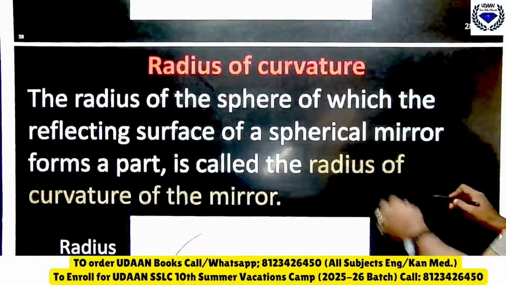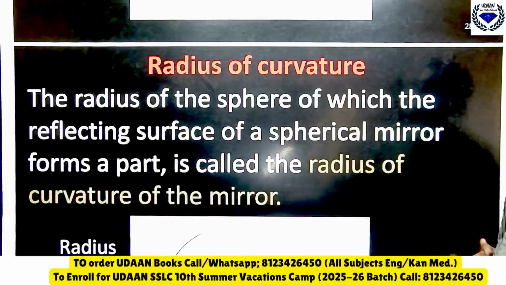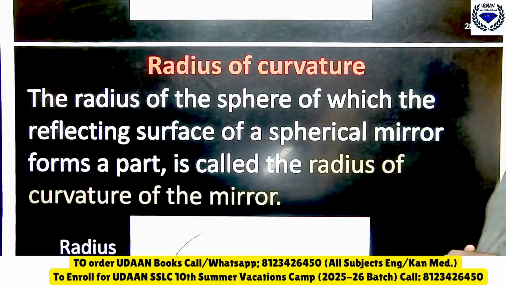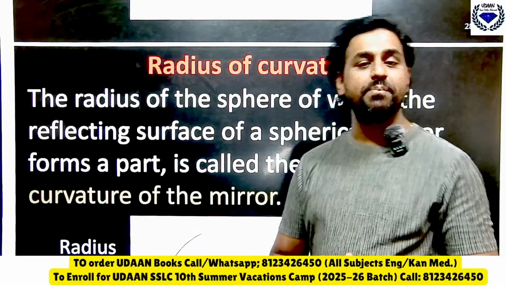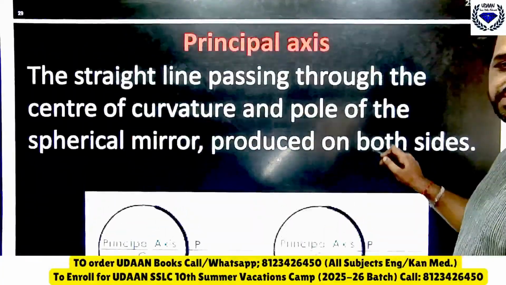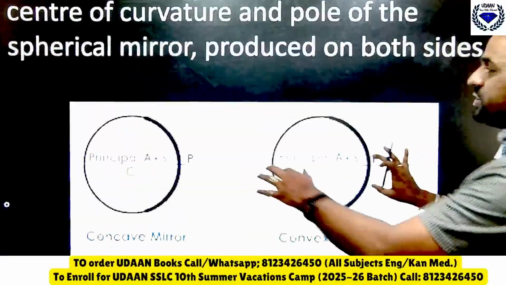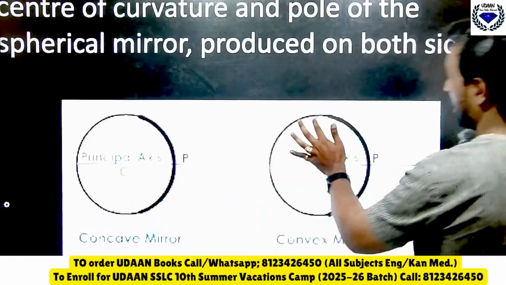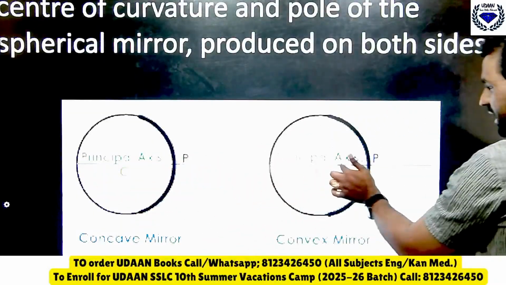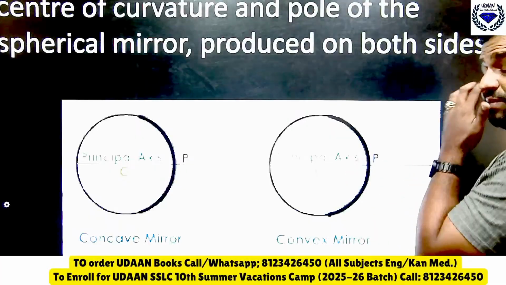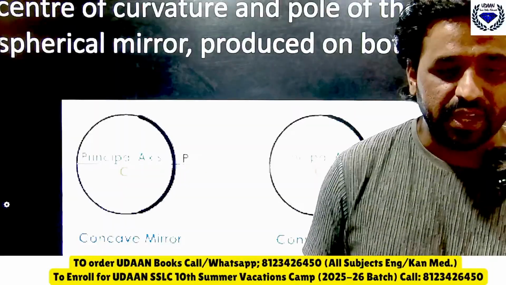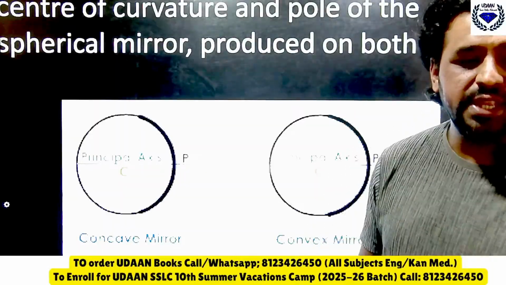Then radius: the radius of the sphere of which the reflecting surface of a spherical mirror forms a part is called the radius of curvature of that particular mirror. Then what is the principal axis? Suppose this is concave and this is convex. Either way, one line passes through the center, that line we call the principal axis. So yes dear, very good.